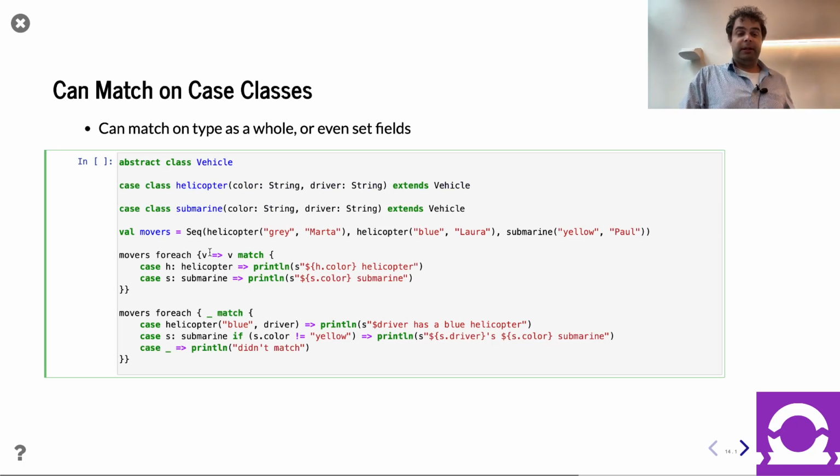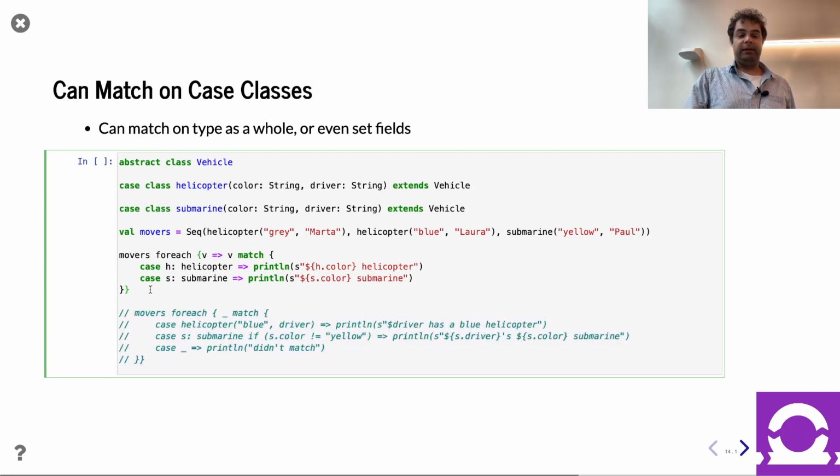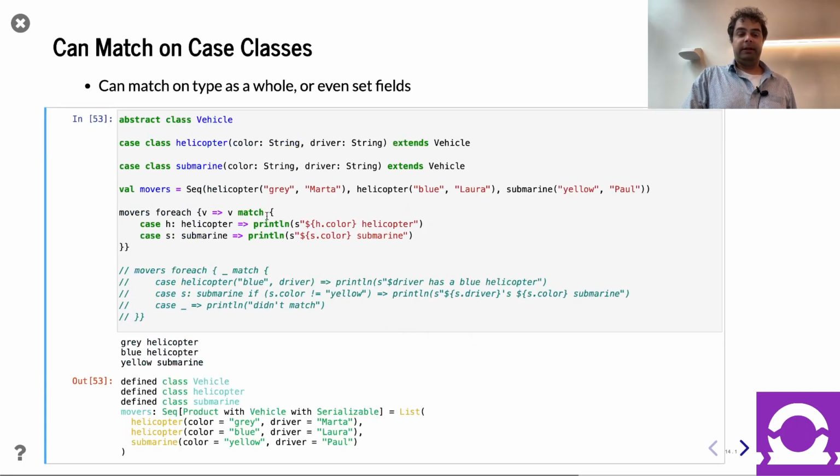So, for example, let's say I had a collection of movers, which was a gray helicopter driven by Marta, a blue helicopter driven by Laura, and a yellow submarine with Paul, right? We can match on these. So, for example, if I have a helicopter, notice how I can match on types of case classes, right? That's pretty handy. This is printing just for fun. But the key thing is, here we are matching on them.